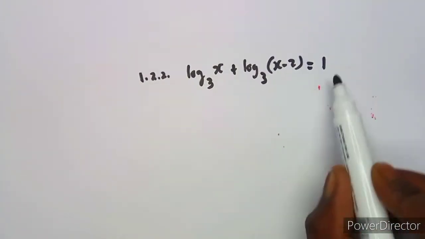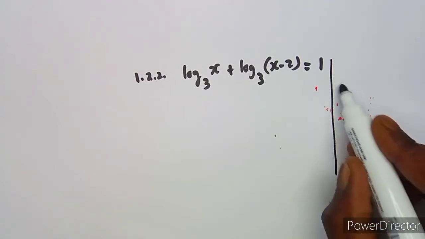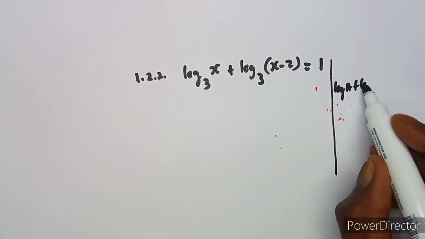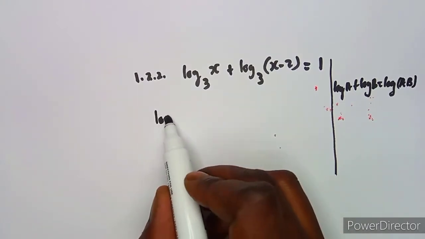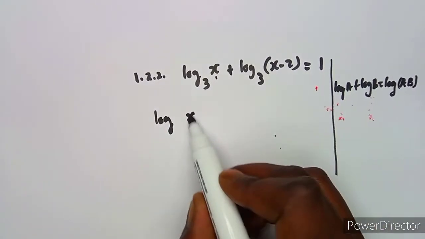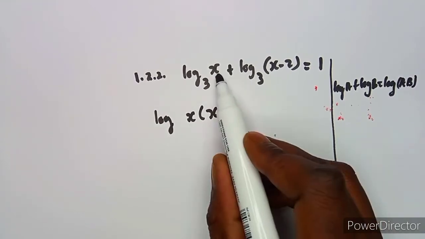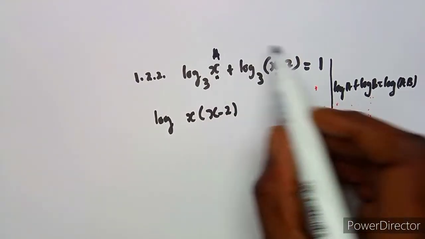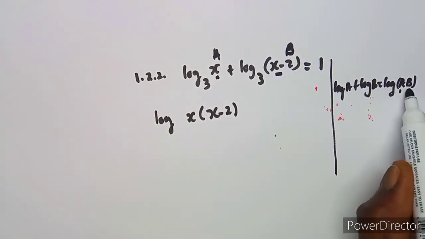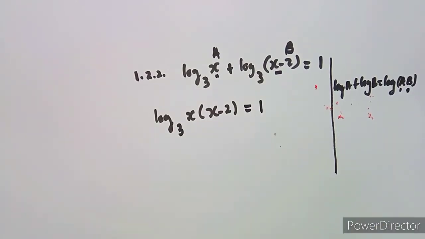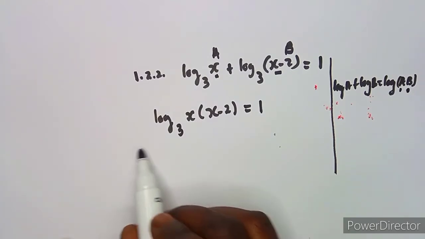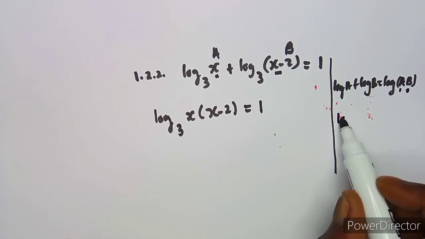You know that when you are adding and the bases are the same, you multiply the numbers. Log a plus log b is equal to log ab. You multiply the two numbers there. So that's going to be log x times x minus 2. You multiply this and this. This is your a, this is your b. A times b in the same base, which is base 3, is going to give us a 1. All right, so you are at this stage. Remember, you want to solve for x. So the only thing that you're going to do is to convert from log form to index form using this concept.